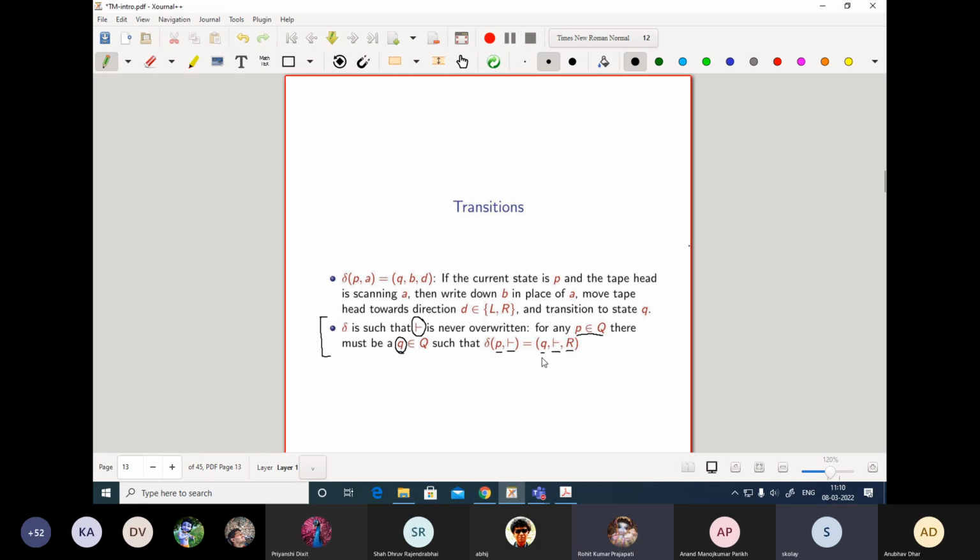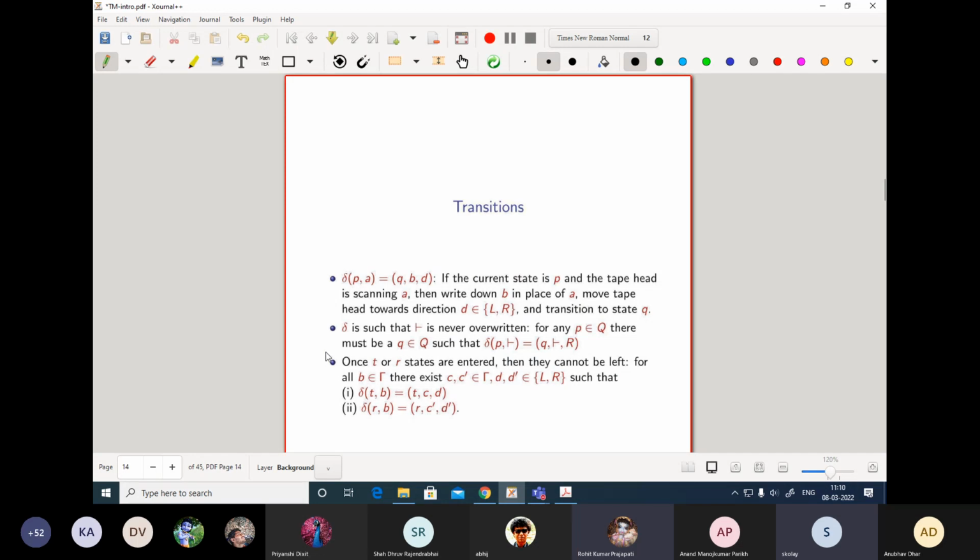The transition function is always going to make sure that your tape head moves to the right and does not override the left-hand marker. So this is something that we have to ensure in the transition function.